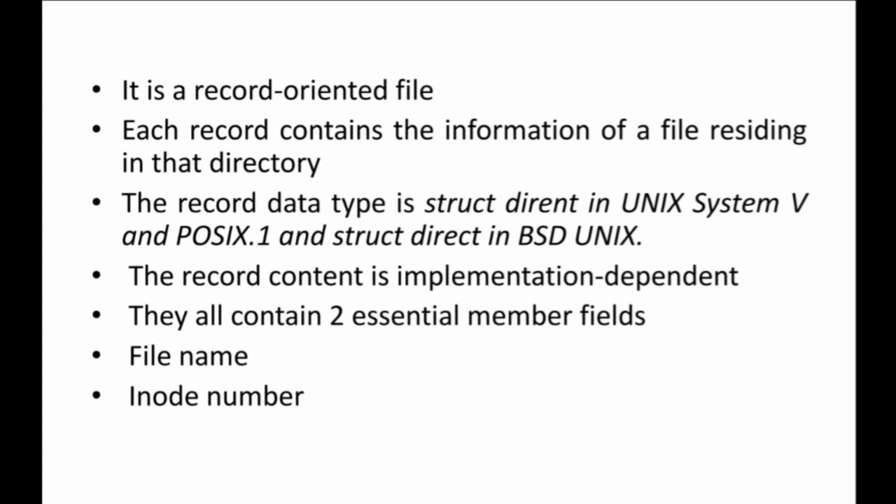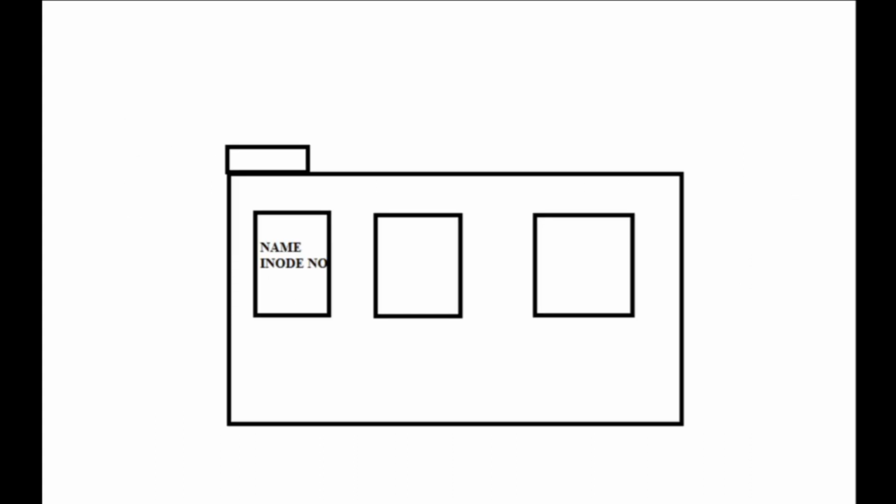But so far, what are the compulsory essential member fields that will be there in the file? There are 2 essential member fields: file name and the inode number. These are compulsory, but as a developer, if you want, you can change it. It is implementation dependent. This name and inode number are compulsory for each record that is present in the directory. Based on that, I can easily find the file details in the inode table.